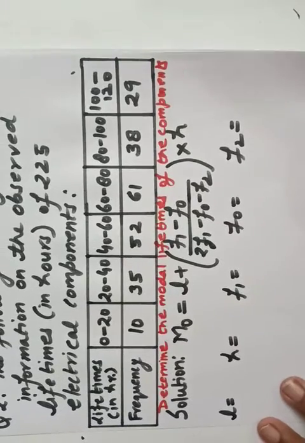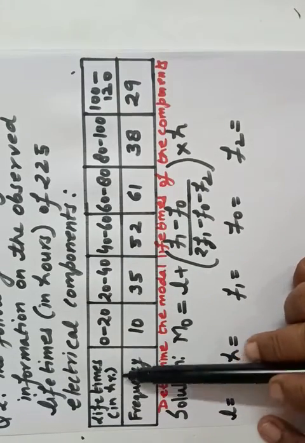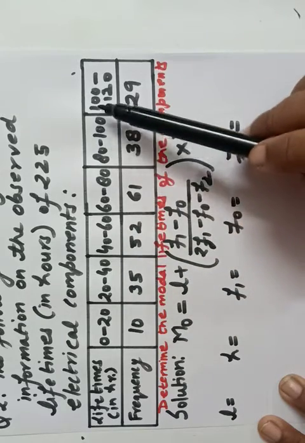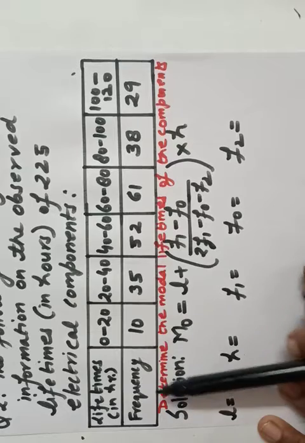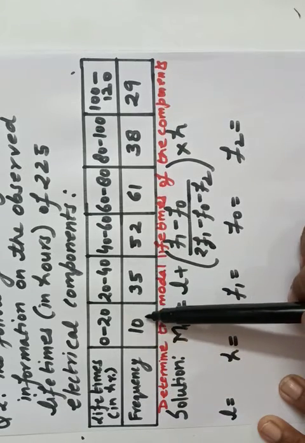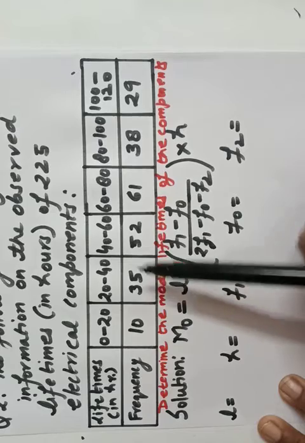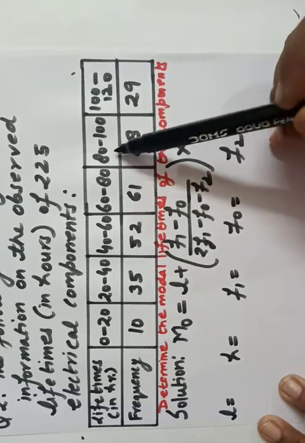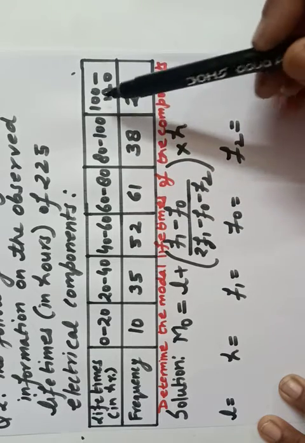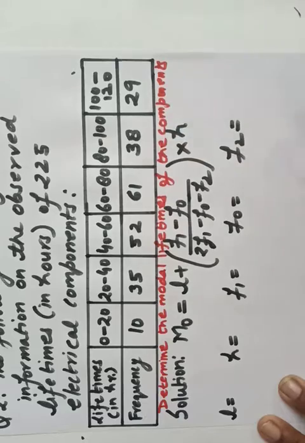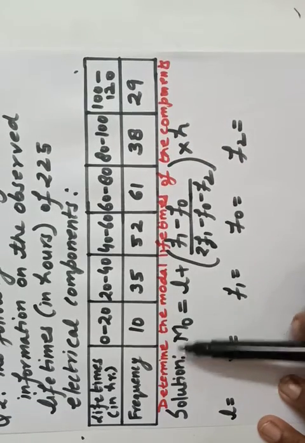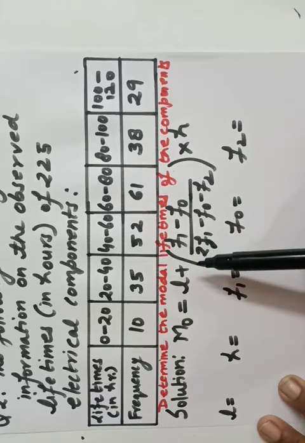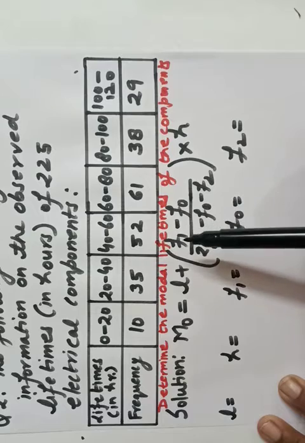So, what is the data given to us? Lifetime in hours is 0 to 20, 20 to 40, 40 to 60, 60 to 80, 80 to 100 and 100 to 120. And the frequencies are: for 0 to 20, 10; 20 to 40, 35; 40 to 60, 52; 60 to 80, 61; 80 to 100, 38; and 100 to 120, 29. Let me complete the question: determine the modal lifetimes of the components. Modal lifetime means we need to find the mode of the given data.